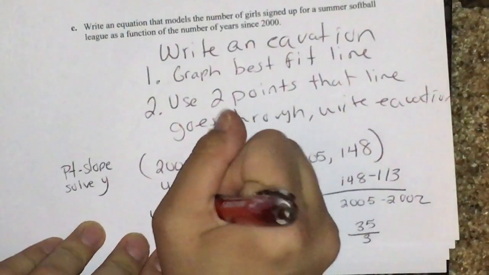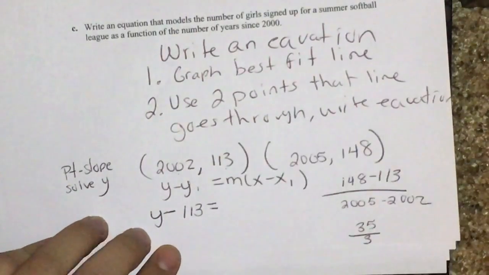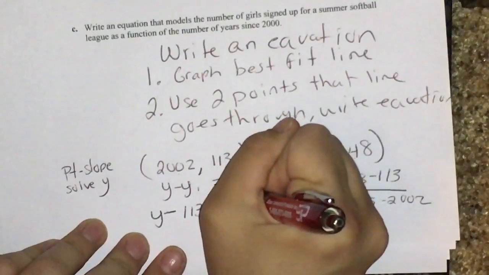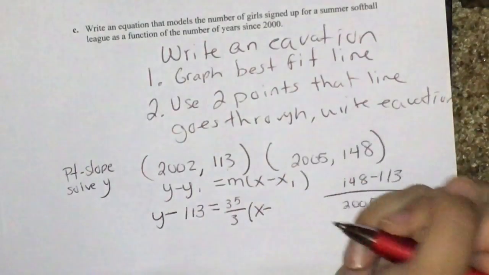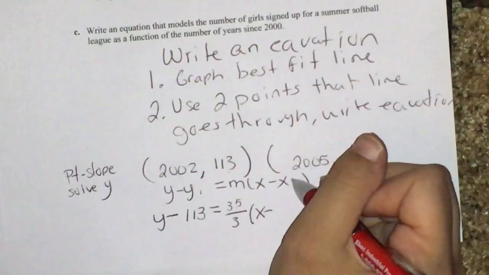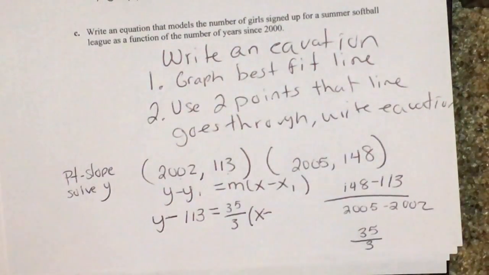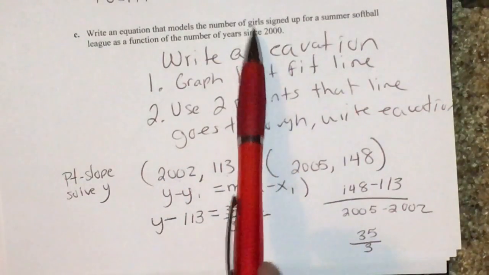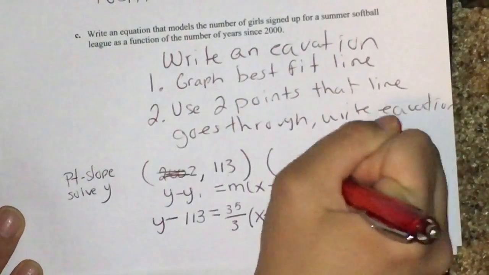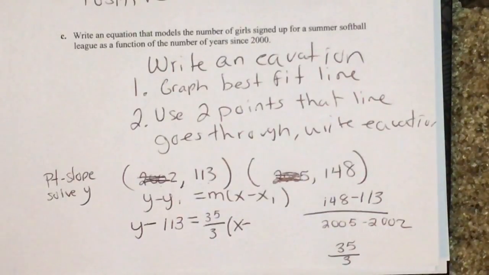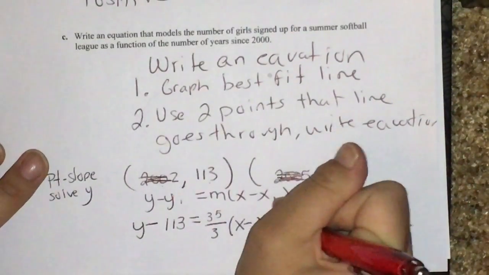So I have y minus 113 equals m, which is 35 over 3, times x minus, and in this case here, I am not going to use 2002 because we want to know the number of years since 2000, so we can change this to just 2. Because if I were to plug in a number, let's say 6, that would mean that I'm trying to find out how many players in 2006. Okay, if you have questions on that, please feel free to ask me in class tomorrow. So it's going to be x minus 2. Sorry.